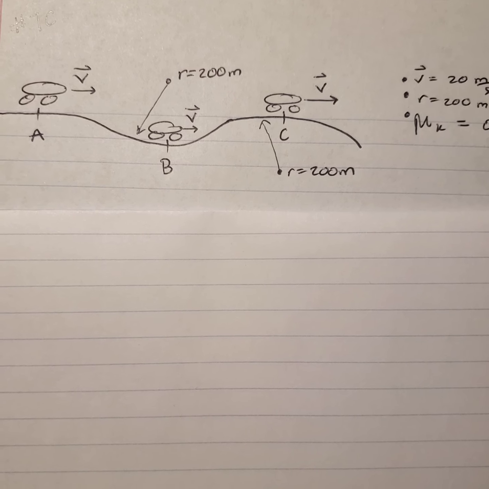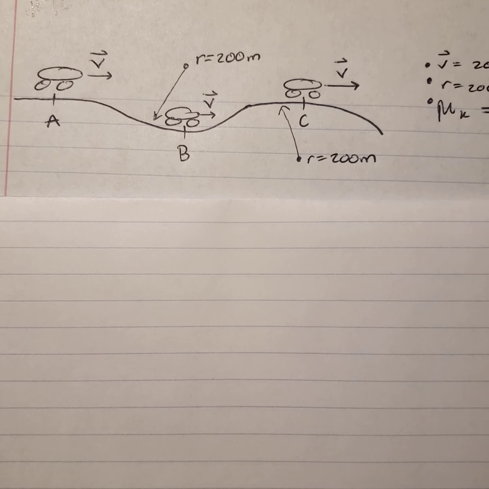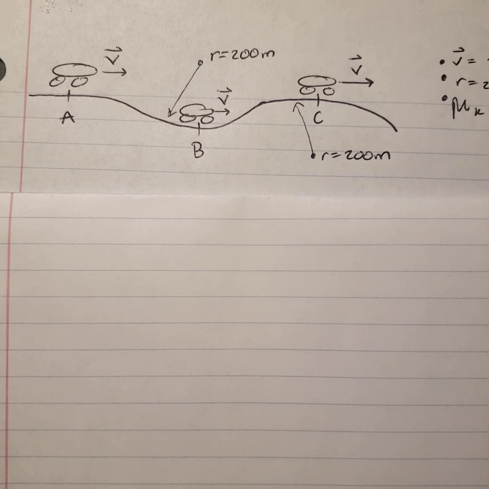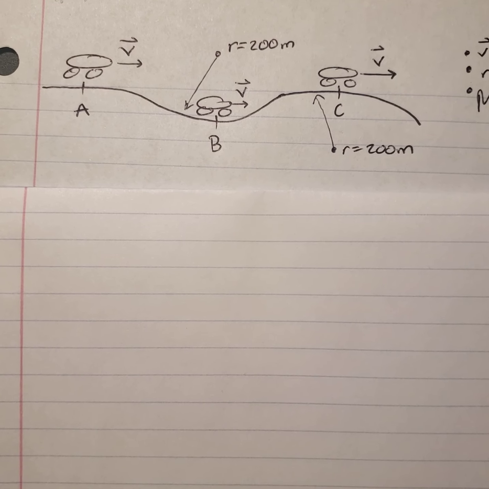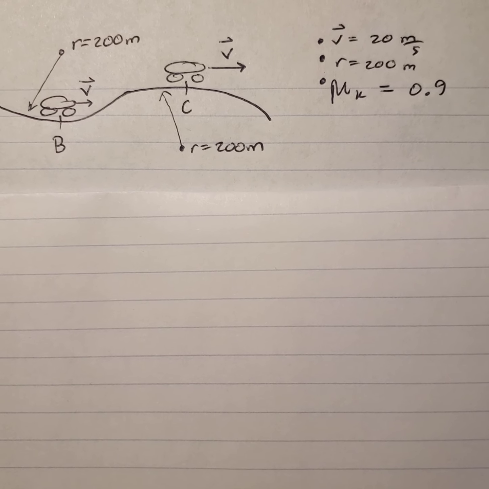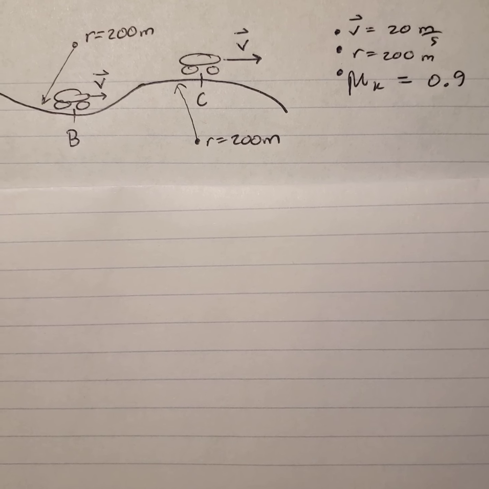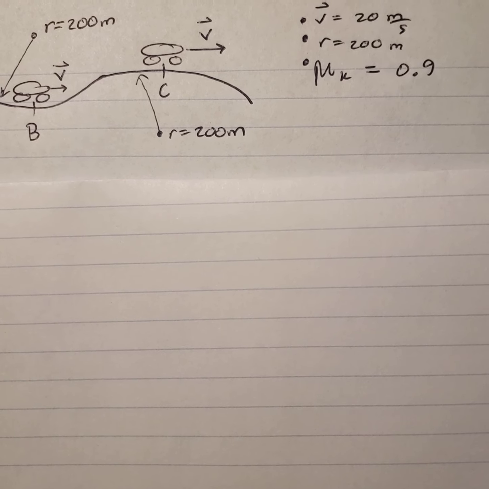Hello, in this problem, there are three cars driving along the road at various cases. We are asked to find the value of their deceleration at each point, while the ground is still flat, if they all slam their brakes and begin skidding. In each case, we're given a velocity of 20 meters per second, a radius of 200 meters for parts B and C, and a coefficient of kinetic friction of 0.9.